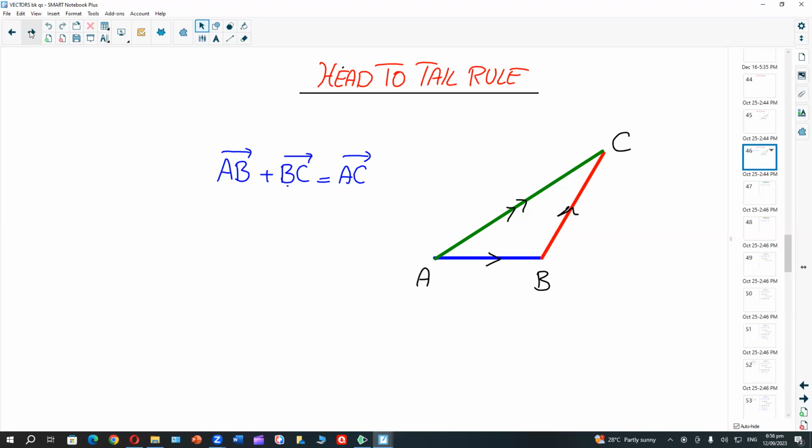Okay. Now give the heading in the notes section, head to tail rule, and copy this screen.